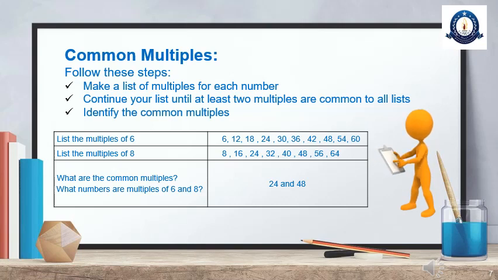Now you will find common multiples, the numbers that are multiples of both 6 and 8. Look at here, which numbers are common? The first common multiple is 24 and the second common multiple is 48. You will circle the common multiples and then write them. In this way, you will do your work on workbook 4A.